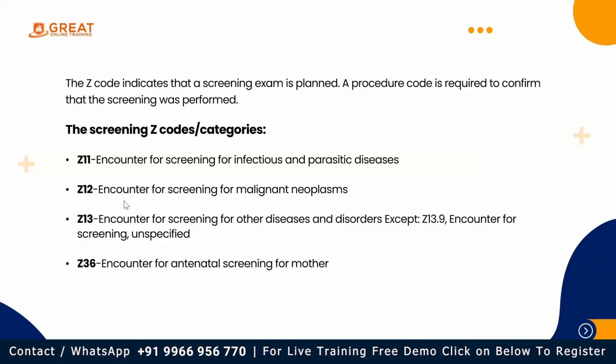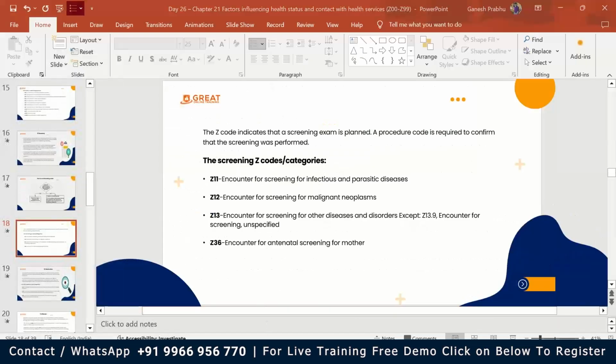So when a screening mammogram is there, we use it for screening breast cancer. In that case, if a screening mammogram is there, you have to use Z12 as the principal diagnosis. This is an important code. Please make a note of it. Z12 is for screening mammogram. This category we have to use for screening malignant neoplasm, and you will get the screening mammogram code in this category only, Z12. Okay, I'll show you different codes.